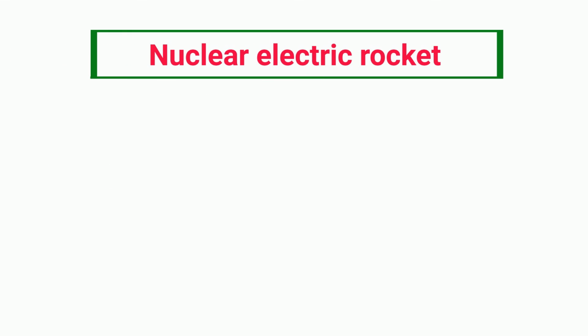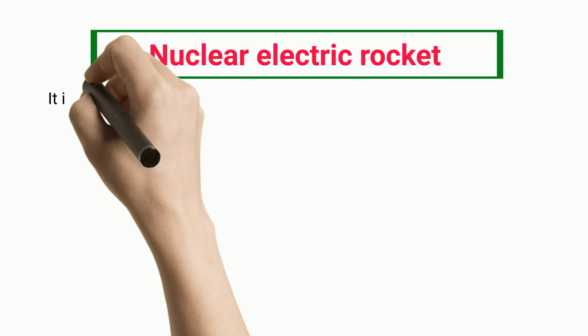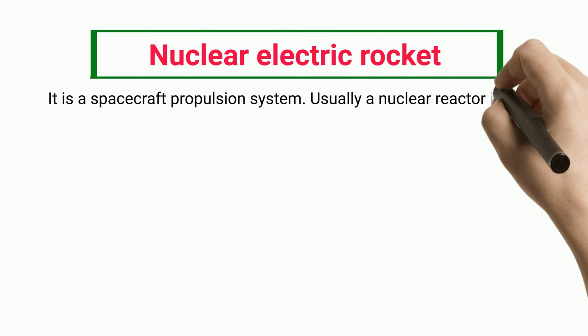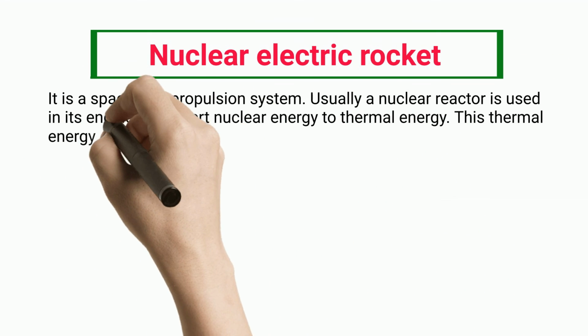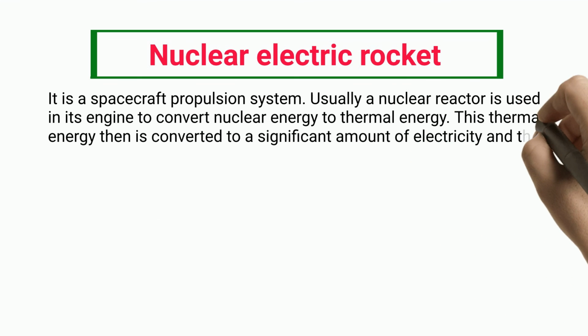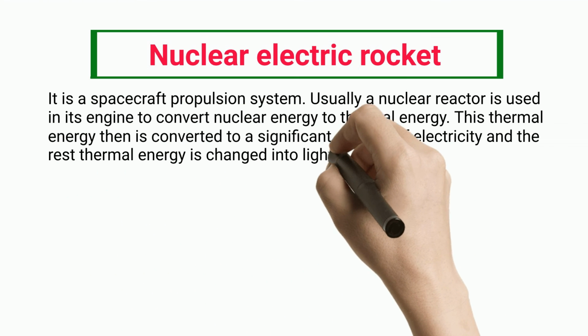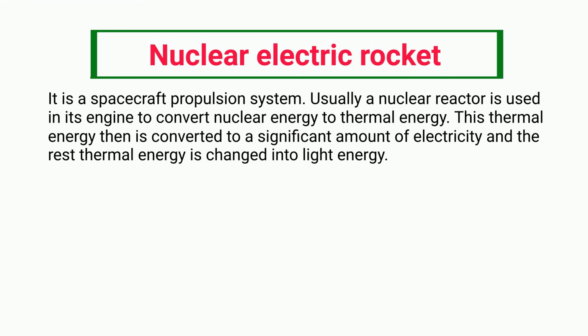Nuclear electric rocket. It is a spacecraft propulsion system. Usually a nuclear reactor is used in its engine to convert nuclear energy to thermal energy. This thermal energy then is converted to a significant amount of electricity, and the rest of the thermal energy is changed into light energy.